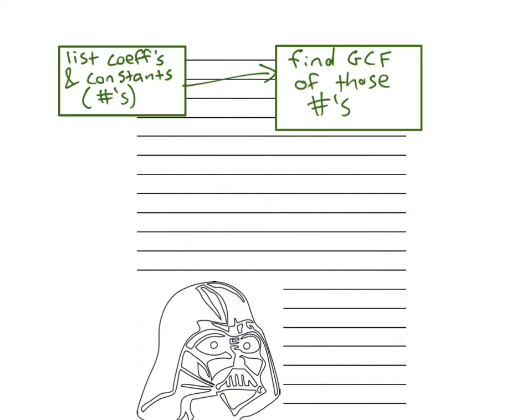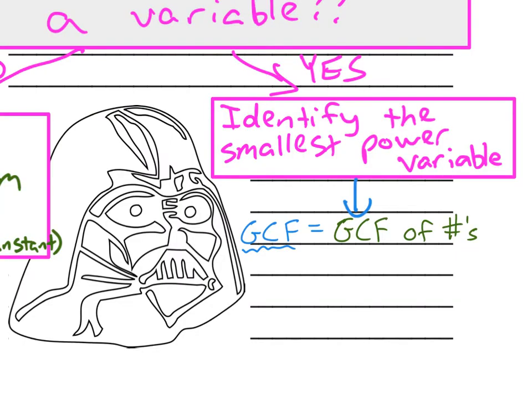So our GCFs will be built from two different things, numbers and variables. The first thing you want to do is find the GCF of the numbers. So again, start by listing all your numbers, your coefficients and constants, and then find the GCF of those numbers. That's the first part of your GCF. Then look for a variable. So after you identify that smallest power variable, you're going to put that together with the GCF of the numbers. So your final GCF will be the GCF of the numbers, times the GCF of the variables, which is the smallest power variable.